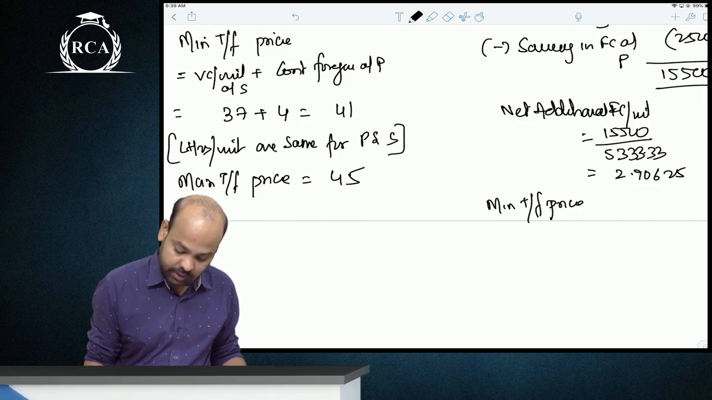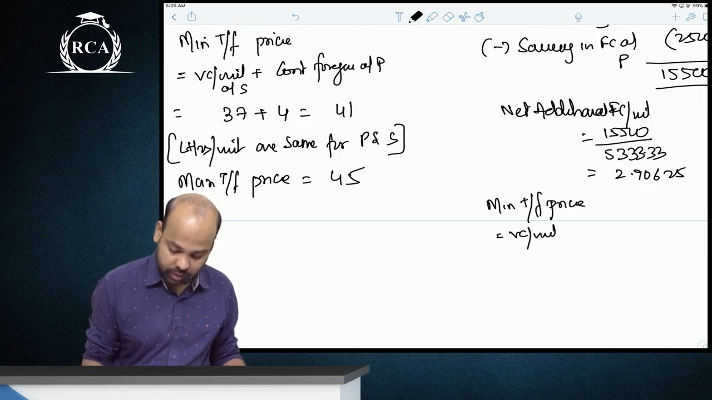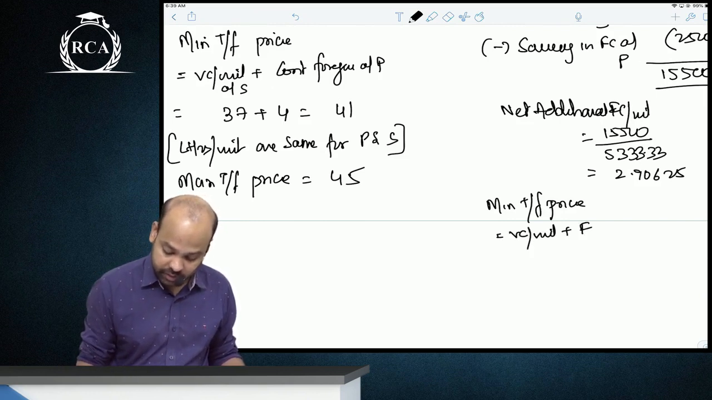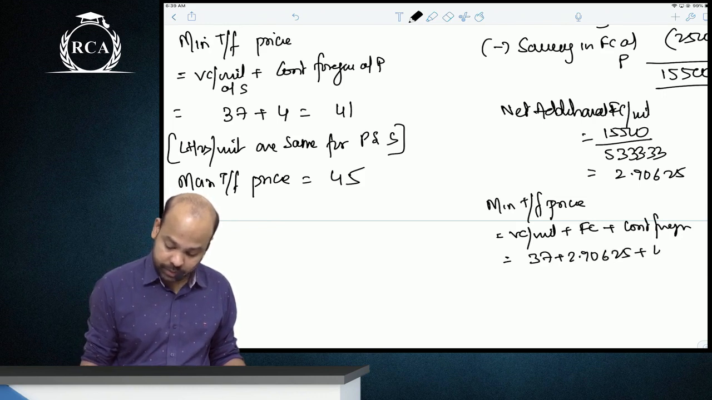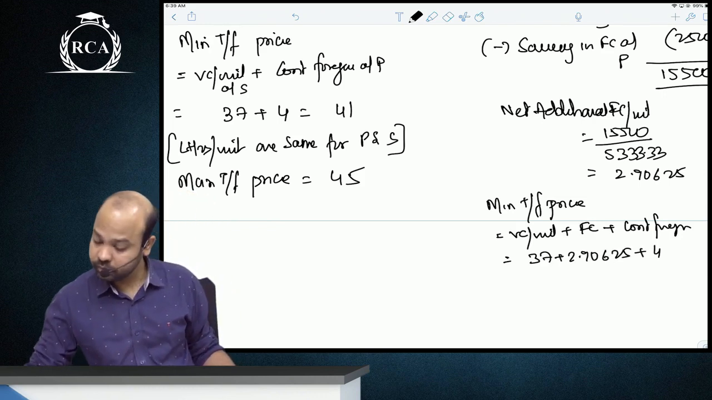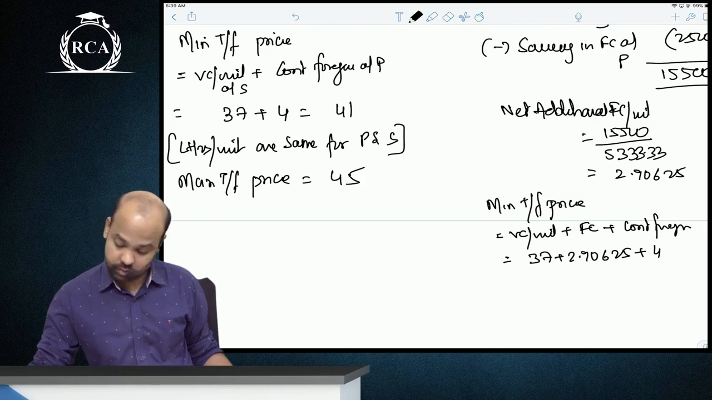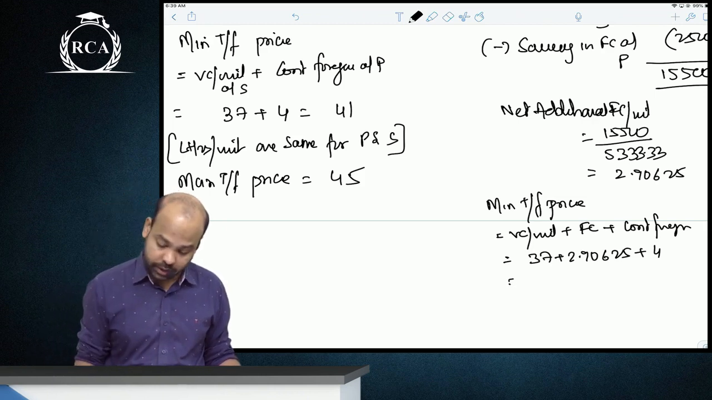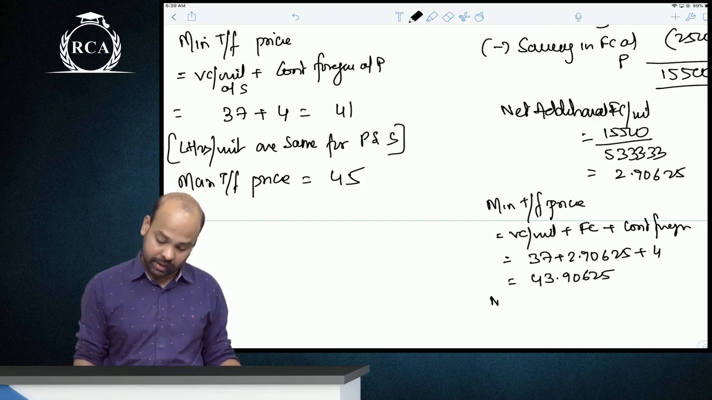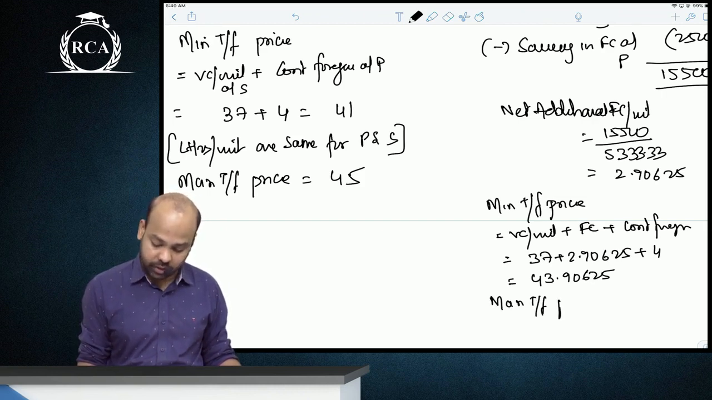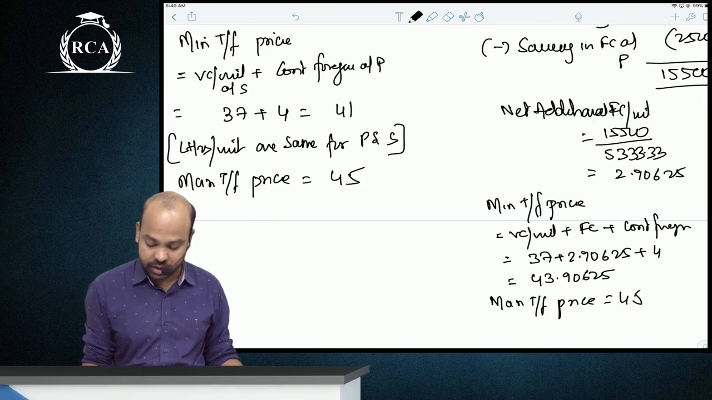Minimum transfer price will now be variable cost per unit plus this additional fixed cost plus contribution foregone. 37 plus 2.90625 plus 4, which is 43.90625. Maximum transfer price to B is 45 rupees only. So yes, you will still transfer.